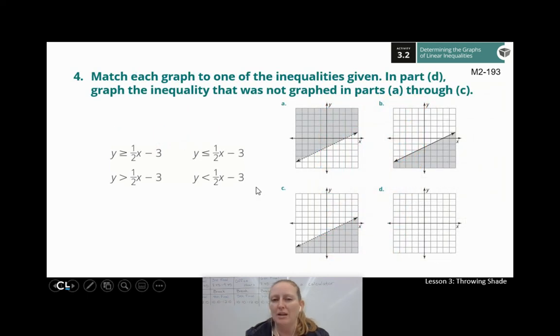Last little bit. Can you match these up by any chance? And then the one that's not graphed, can you graph it on D? Go ahead and hit pause, match these up, hit play when you're ready to check your work.